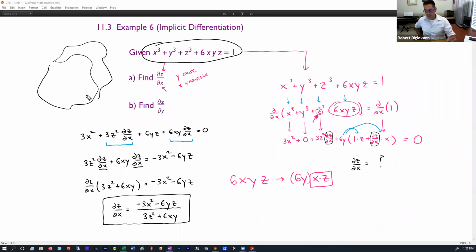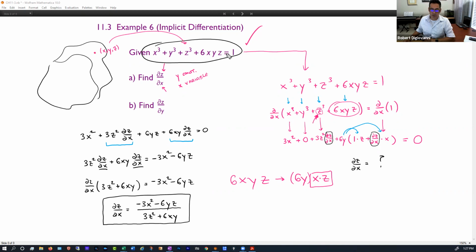What we said, or what we found here, is that if we go to some point on that surface, call it X, Y, Z, and we have to be on the surface, which means that that X, Y, and Z must go into that equation and give you something true, right?